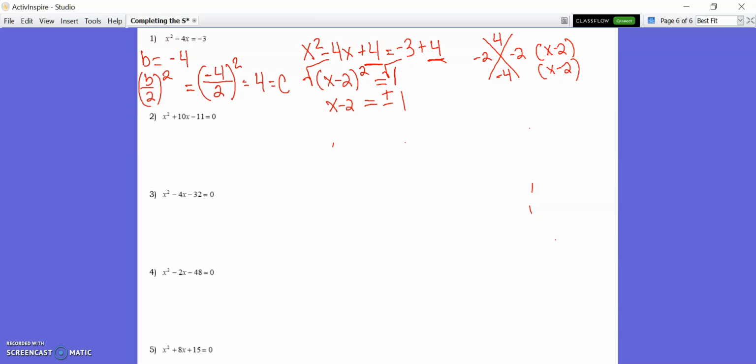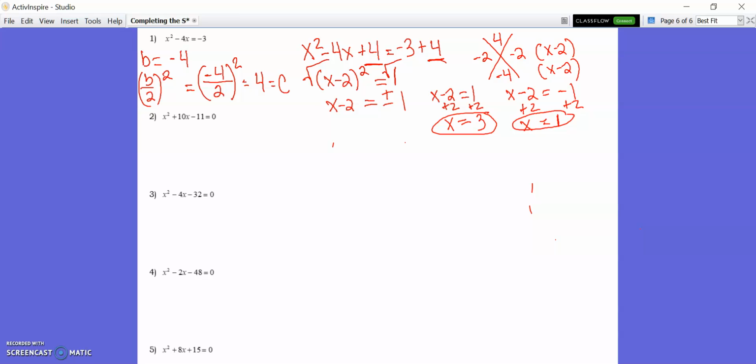From here, I have to take this equation and solve it. It's really 2 different equations. I get x minus 2 equals a +1, but I also have x minus 2 equals a -1. This is how we end up with those 2 solutions, or 2 roots or zeros. So I'm going to go ahead and add 2 to both sides, and I'll get x equals 3, add 2, and I'll get x equals +1. So I've got 2 solutions here to my quadratic equation up there.